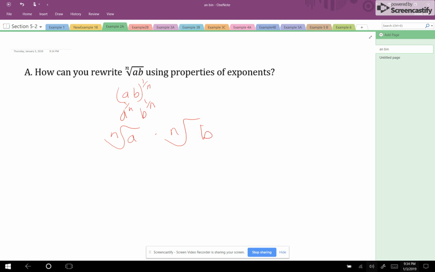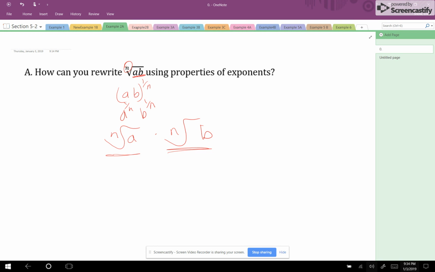So this property you don't really have on the front of your page, but you can break apart these rational exponents just like you can break apart whole number exponents. So if you have the same index applied to both of those radicands, you can break it apart into 2 pieces like this.